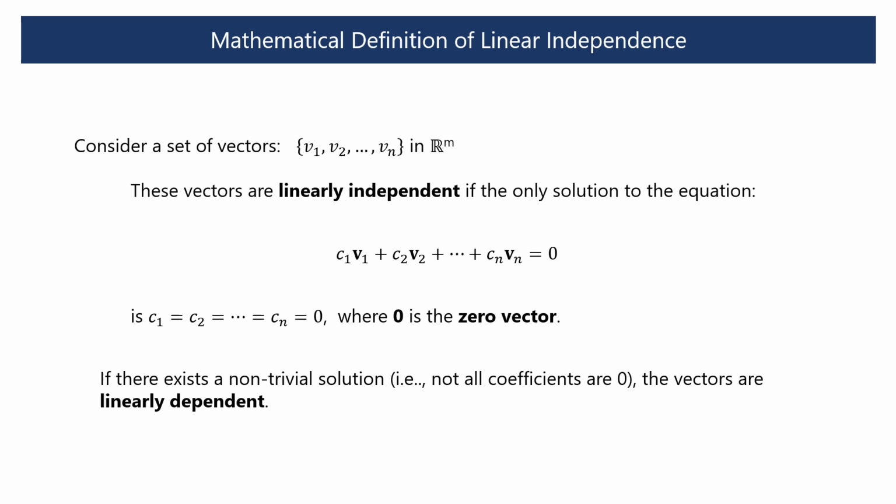Consider a set of vectors v1, v2, ..., vn in Rm. These vectors are linearly independent if the only solution to the equation c1 v1 + c2 v2 + ... + cn vn = 0 is c1 = c2 = ... = cn = 0, where 0 is the zero vector. If there exists a non-trivial solution, that is, not all coefficients are 0, the vectors are linearly dependent.